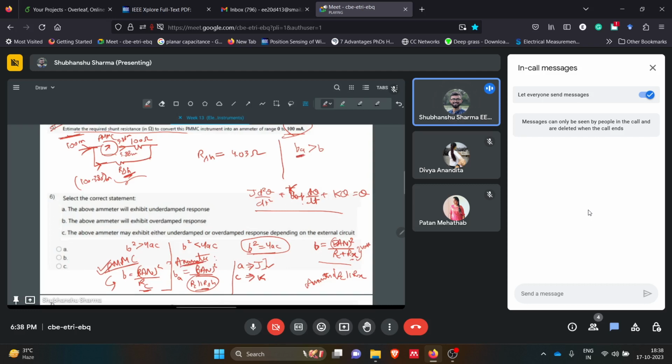What does that mean? That means B² initially was 4AC. So now it has increased from that. B² was equal to 4AC, so B² will be greater than 4AC. That means whenever we go for an ammeter, it will become overdamped.